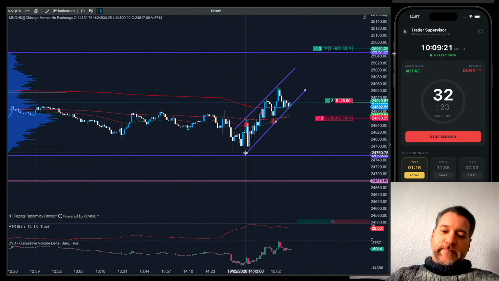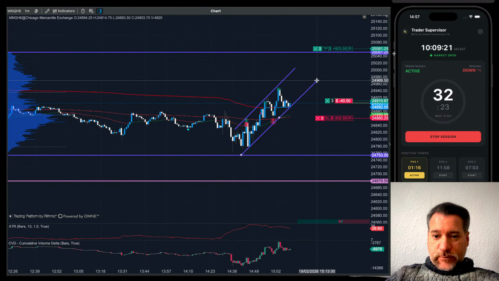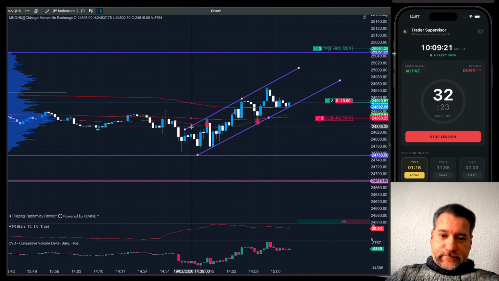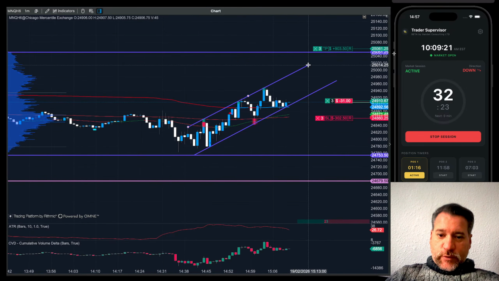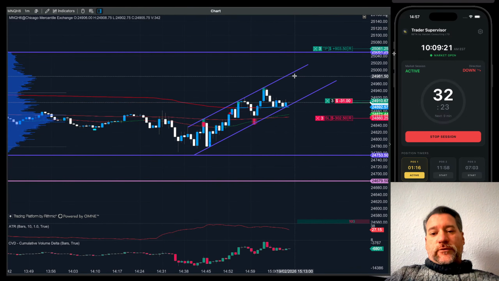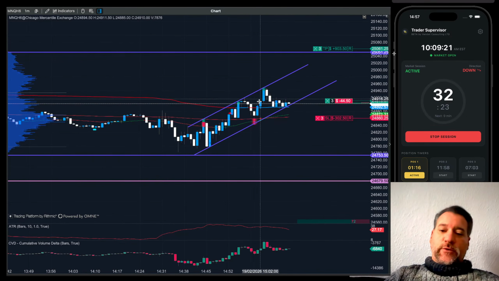Just leave it that way. Should we leave it that way? I go to the body. I don't like wicks, I like the body. This is going to the body as well. Here. Body. Body. Perfect. It's going to do a higher high. This is what we expect. Okay, so we have an entry point here.